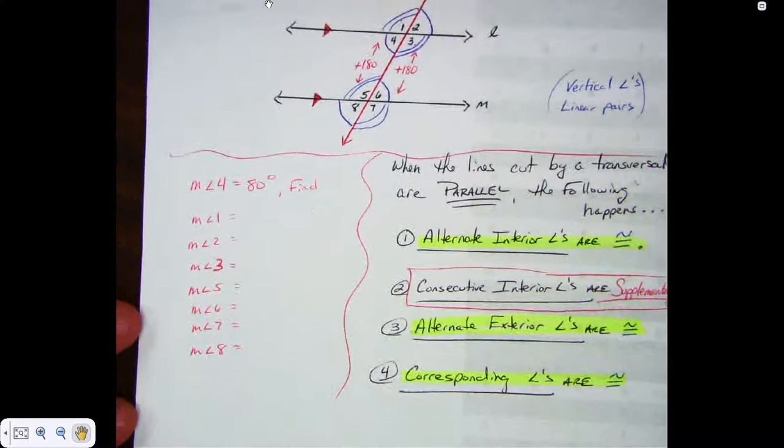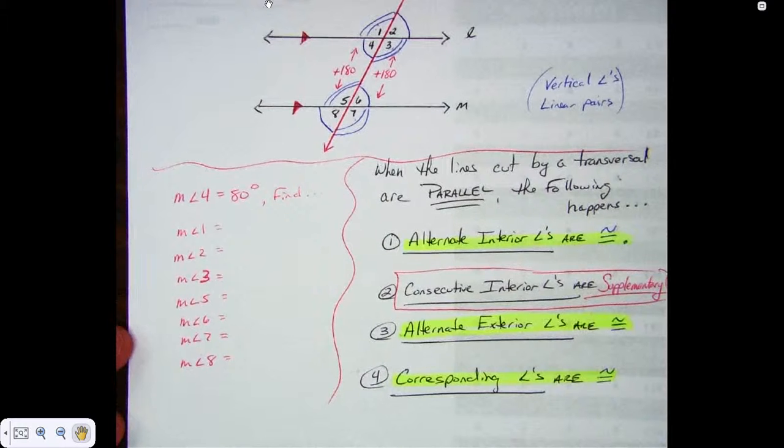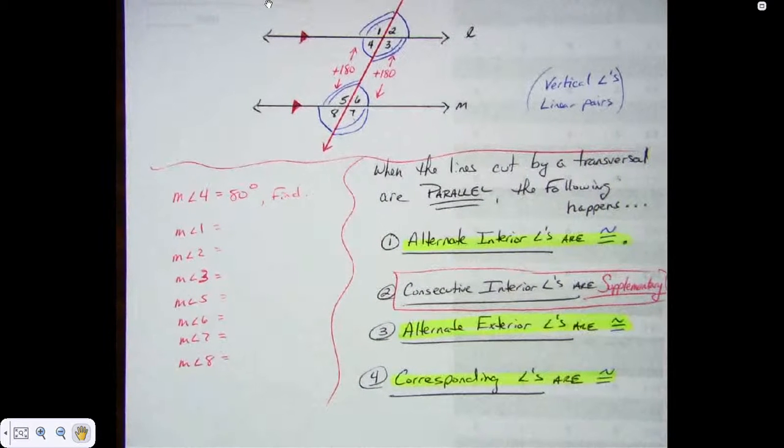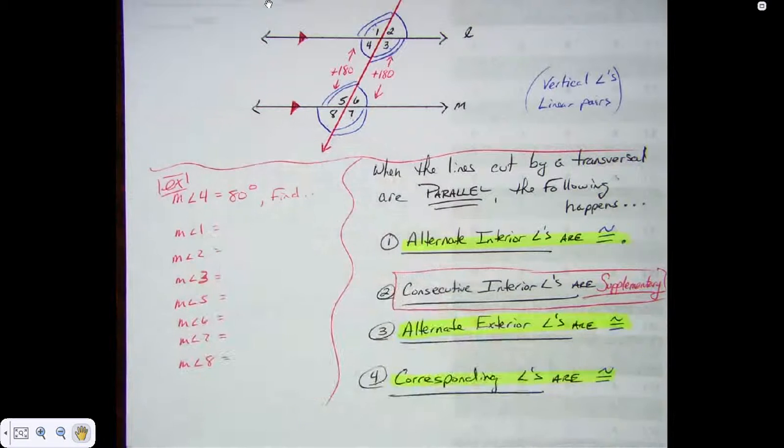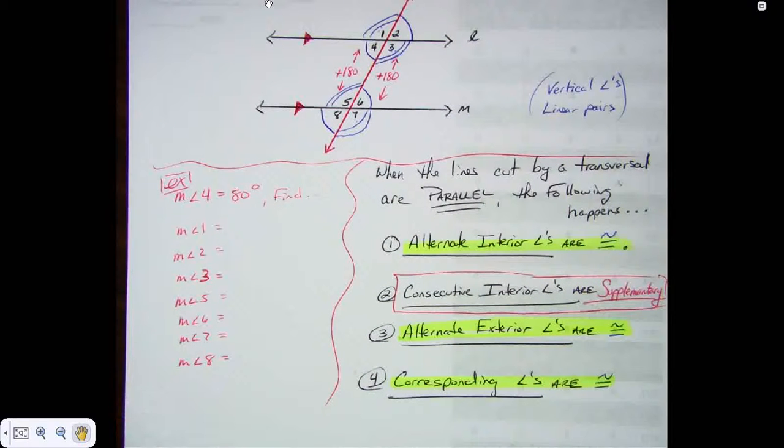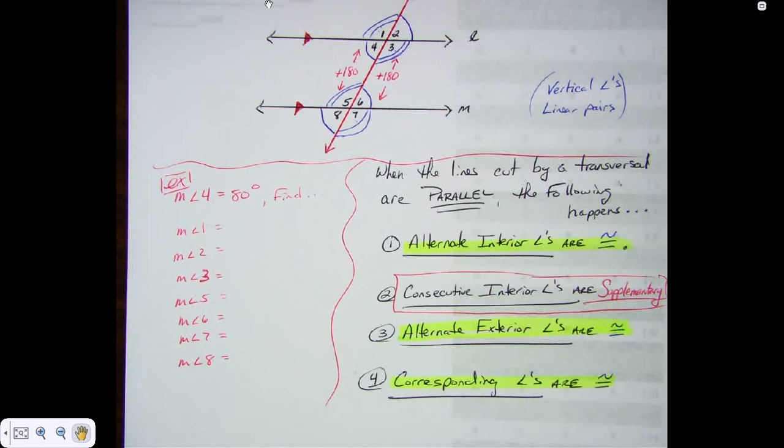Go. On your mark and set, go. My example for you is this. See if you guys can do this on your own. I gave you that information. The measure of angle 4 is 80. And I froze it so I can write my answers down while you write your answers down.